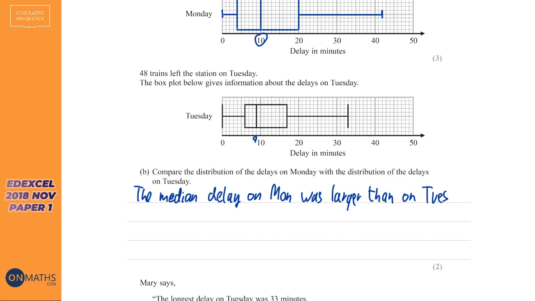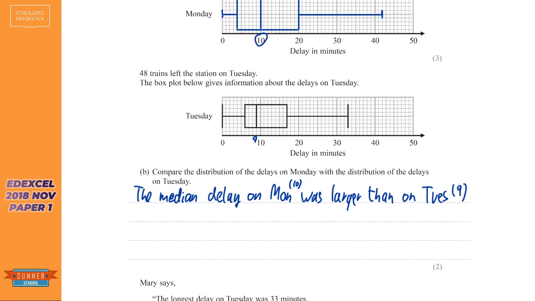I would also, I'm not going to, but I would also put the actual times in. So maybe I'd say Monday 10 in brackets and Tuesday 9. Just show the examiner that you know what they are. And that's sometimes a requirement on some exams, that you actually write down the values as well.